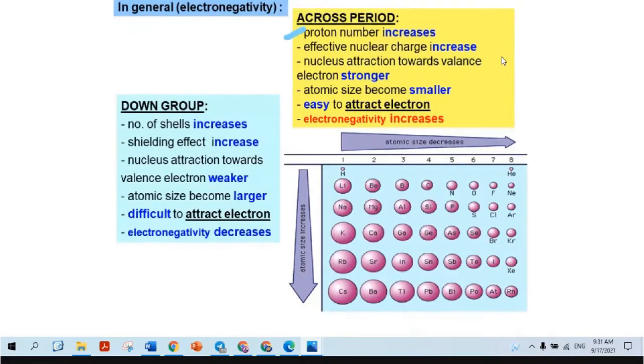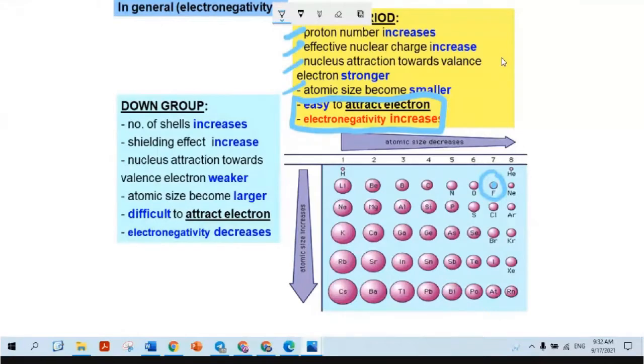Okay, proton number increases, effective nuclear charge increases, so the attraction is stronger and atomic size becomes smaller. It's the same: now it is easy to attract electrons. That's why electronegativity increases across the period. Tadi ionization energy nak buang, electronegativity lah nak tambah elektron untuk membentukkan ikatan. Kalau nak tarik electron, size kecil, okay, attraction between the nucleus and the valence electron is stronger. Kalau you nak tarik, senang je.